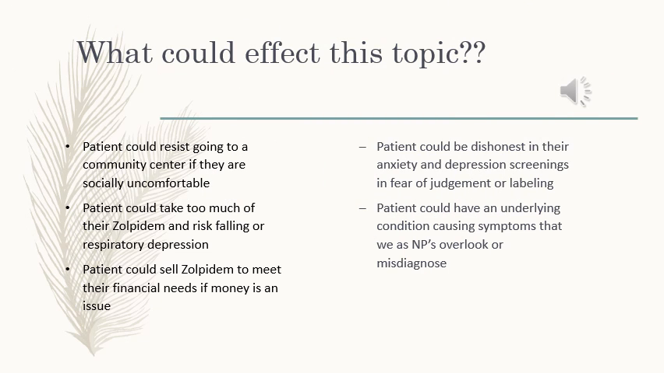As we know, there's always things that can affect a diagnosis and plan of care negatively. Some of these would include the patient may resist going to the community center, maybe they're socially uncomfortable, or they are just content sitting at home and doing the same thing every day. This could hinder their activity level and maybe make them focus more on that they're tired and not getting adequate sleep.